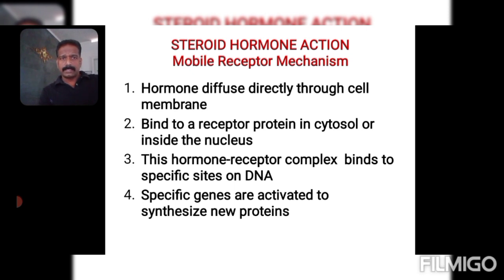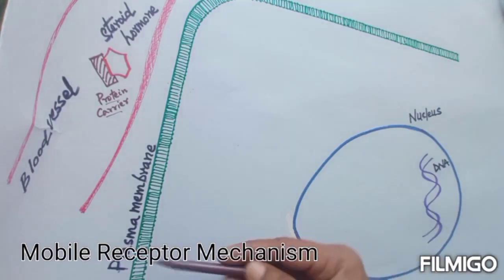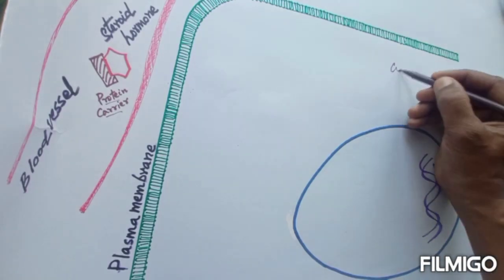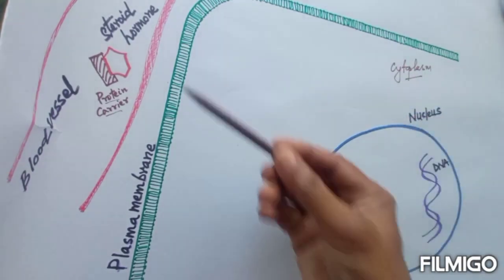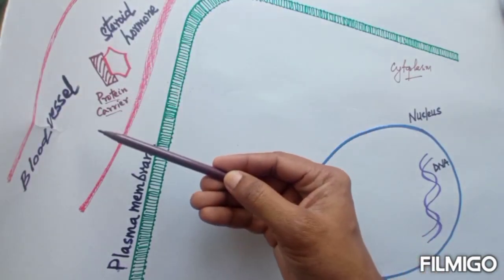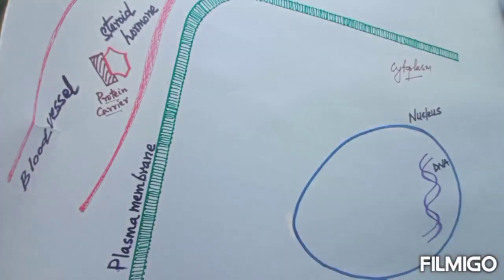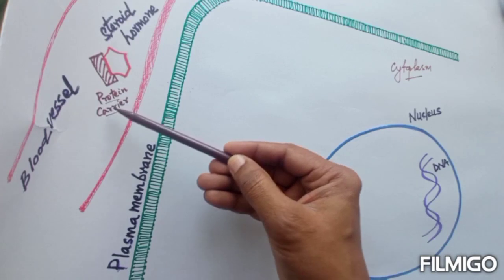Let us see this in detail. This figure actually explains the mobile receptor mechanism adopted by steroid hormones and fatty acid derived hormones. Now this is the plasma membrane of the cell with the nucleus and cytoplasm, of course, cytoplasm or cytosol. Now you can see the steroid hormone, which is transported through the blood vessel. And the steroid hormone, unlike the protein or amino acid derived hormones, has to be carried by a protein carrier.